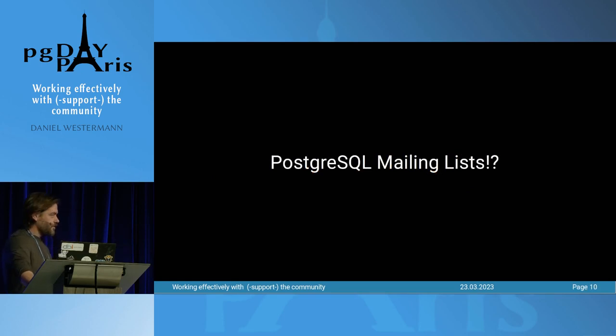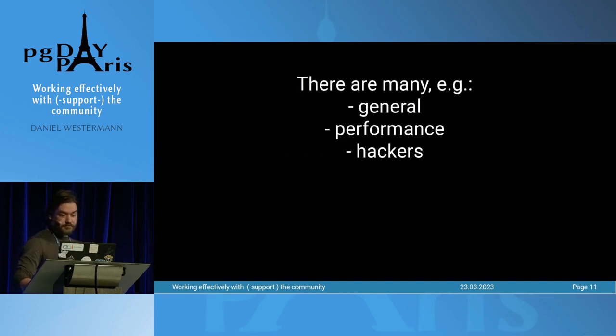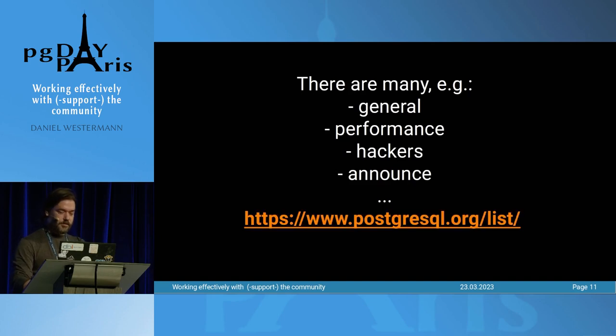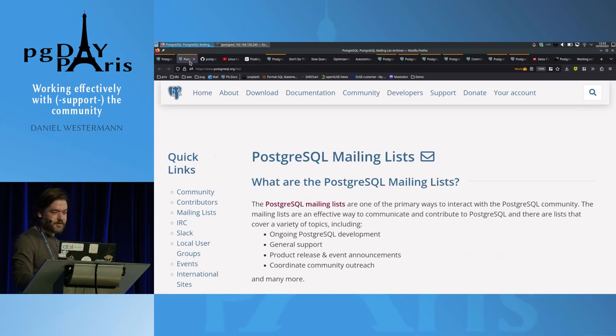Now you might wonder, really, mailing lists? Today, 2023? There are many of them, by the way. You have the general one for the general stuff. You have the performance one. You have the hackers one, where all the development goes through. You have announce and many, many others. I have a lot of links for you. They are all in the slides.